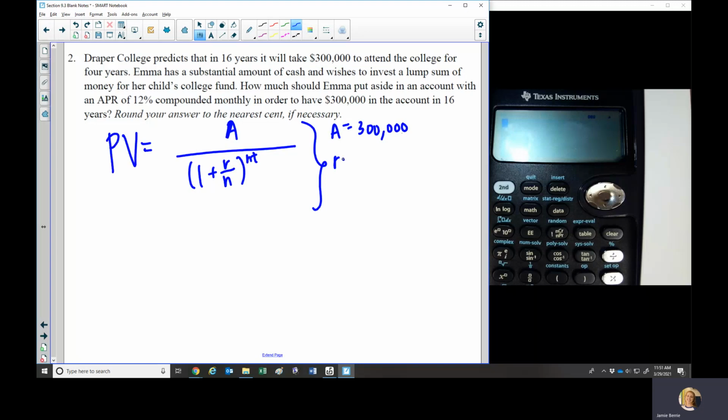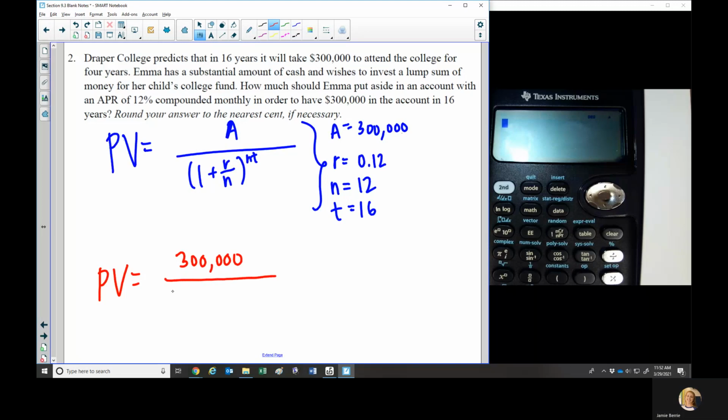That's our goal amount. Our APR, our interest rate, was 12%, which as a decimal would be 0.12. This is compounded monthly. So N is the number of compounding periods per year. So that would be 12 if it's compounded monthly. And she's going to leave the money in the account for 16 years. All right, so let's plug everything in. You have present value equals 300,000 over 1 plus R over N, so 0.12 over 12 raised to the N times T. So let's see what that is. 12 times 16 is 192.